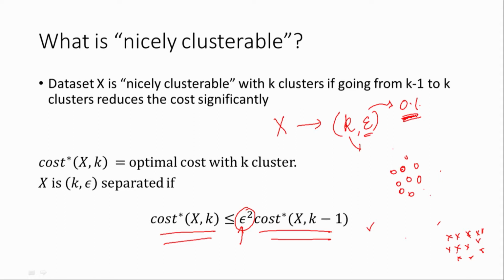This is more of a technical definition. This is also squared. Remember, the distances have been squared in both of them. I think it's more in line to keep the units the same. This is epsilon squared. Basically, there's no particular reason for this. I could have defined it with epsilon also. Is it clear? Okay.